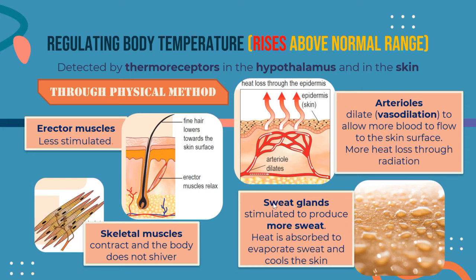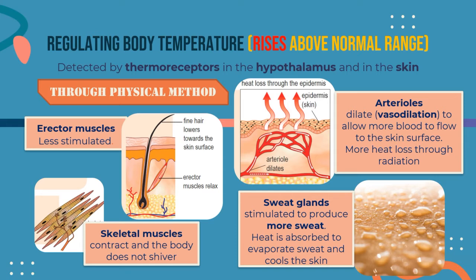The sweat glands are stimulated to produce more sweat. Why do we have to produce more sweat? So the heat is absorbed, and it will evaporate the sweat and cool the skin. Okay, so that refers to the corrective mechanism through the physical method.